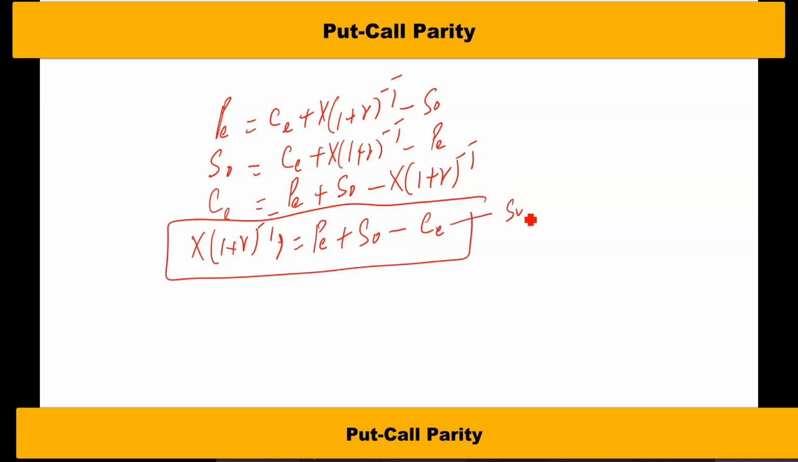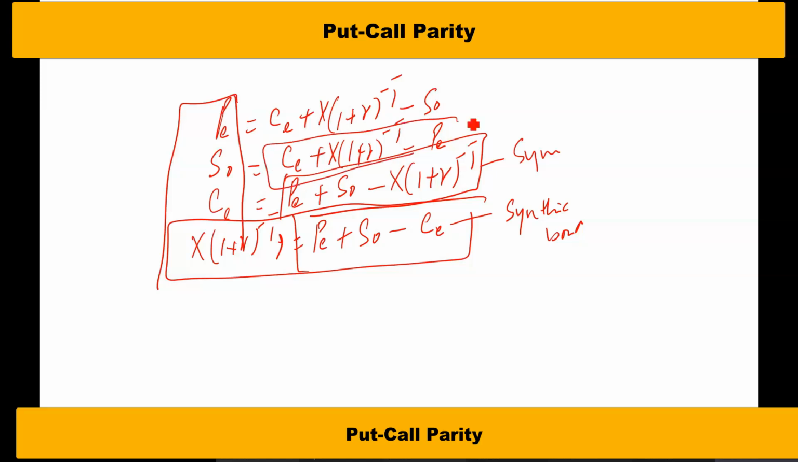So this is the synthetic bond. This one is the synthetic call. We're talking about this portion of it, okay? This portion. These are the actual. And then this one is the synthetic stock, and this one is the synthetic put. So this is a powerful expression.